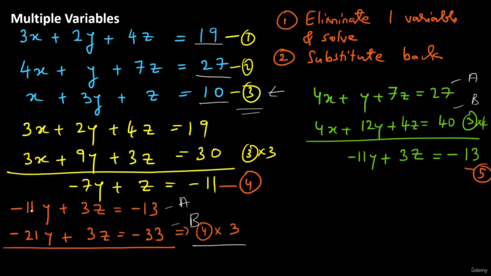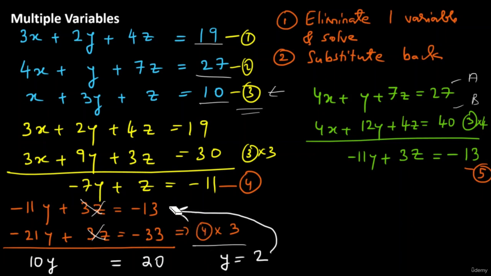So over here you get minus 11 minus minus 21, that is equal to plus 10. And over here you can see that these two cancel out, right? So we get 10y is equal to minus 13 minus minus 33. That's the same as minus 13 plus 33, which is 20. So 10y is equal to 20, or y is equal to 2. So we have found the value of y. Now let's substitute it back, say to this place over here. You could do it over here or here.